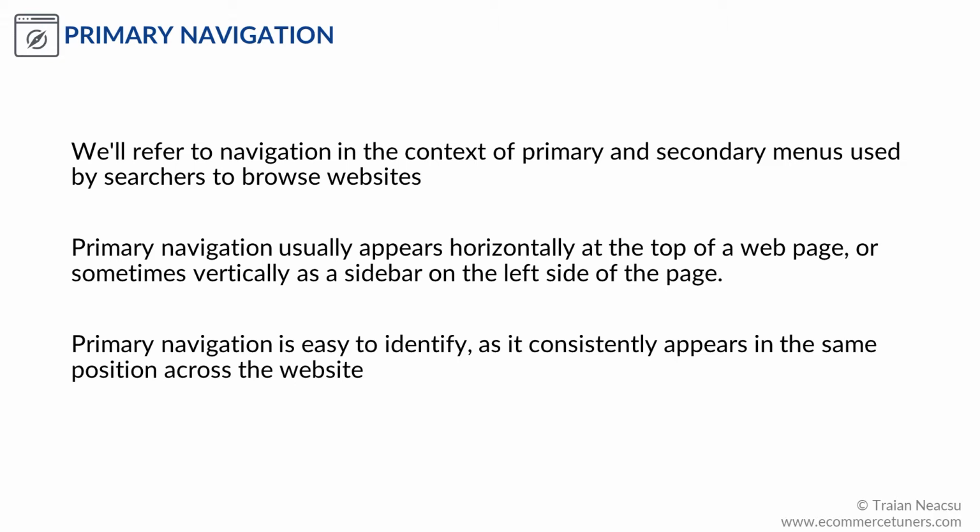Primary navigation usually appears horizontally at the top of a web page, or sometimes vertically as a sidebar on the left side of the page. Primary navigation is easy to identify as it consistently appears in the same position across the website.